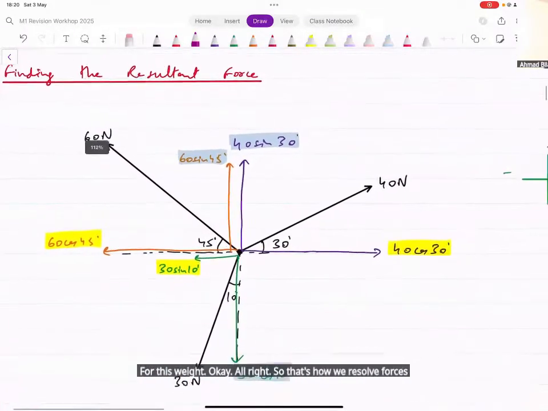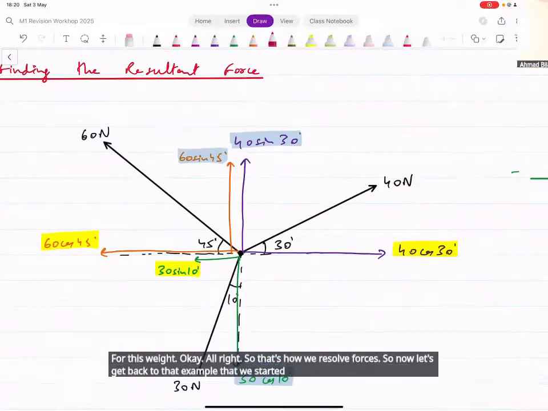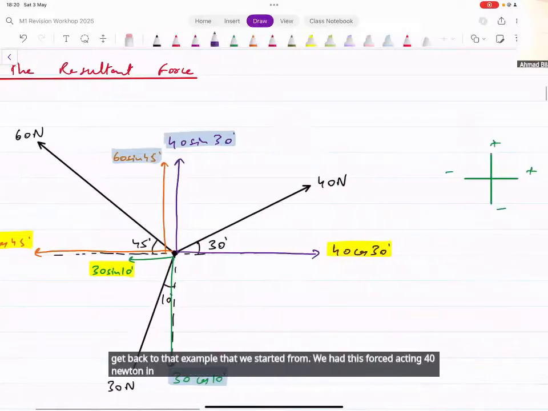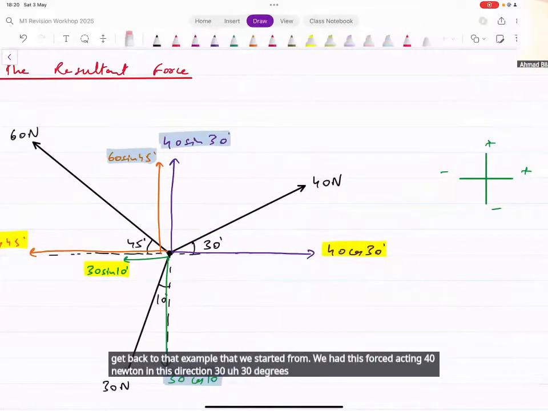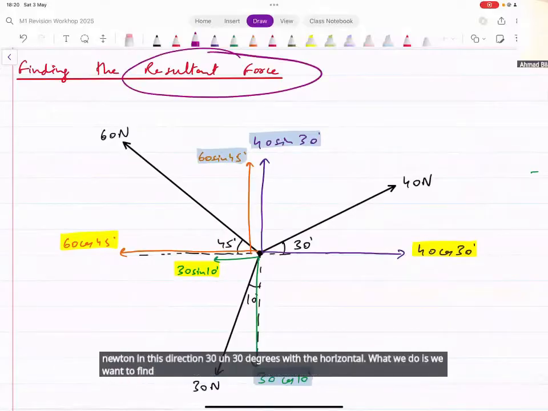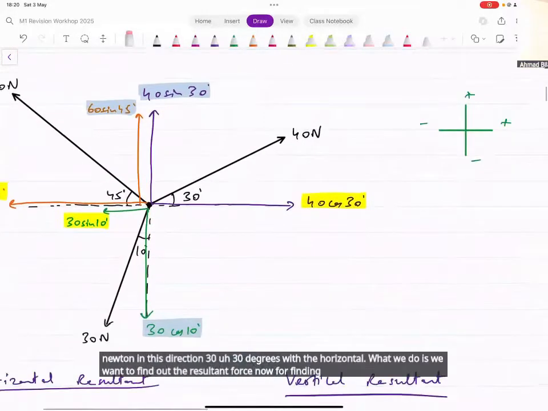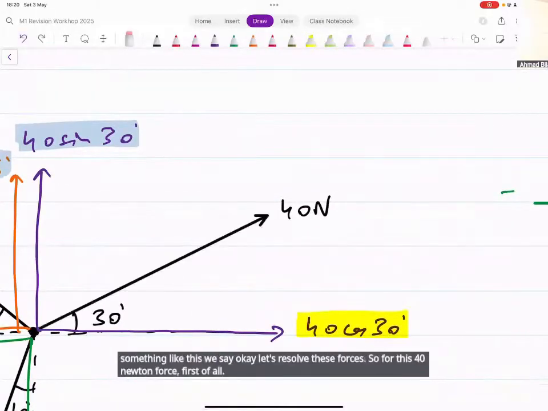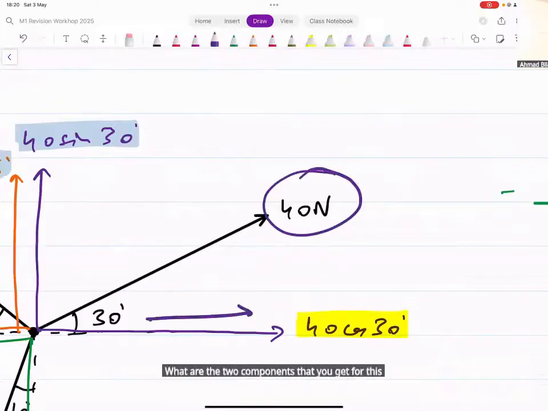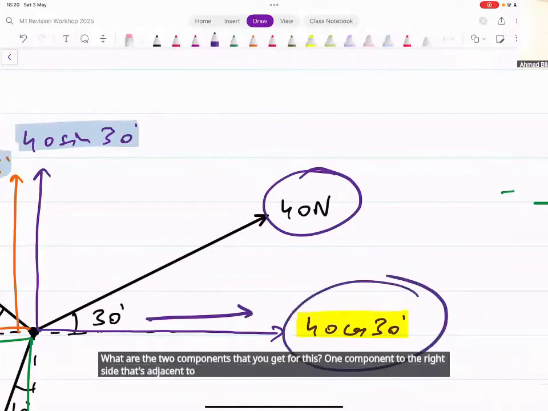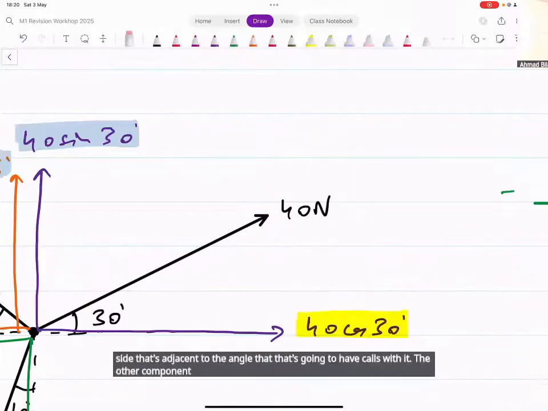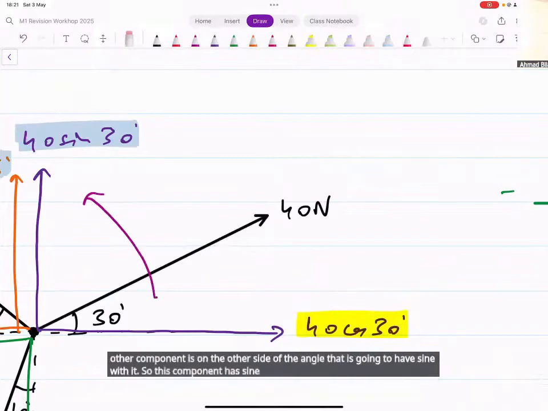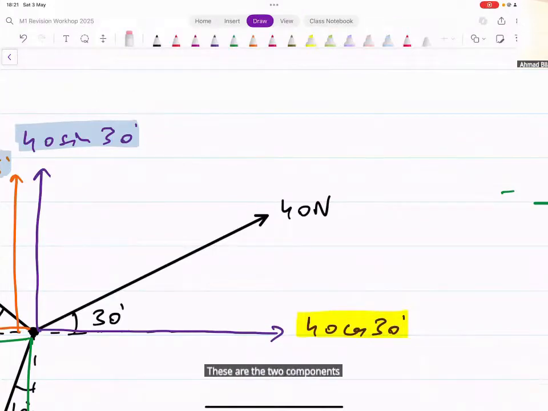So now let's get back to that example that we started from. We had this force acting, 40 Newton in this direction, 30 degrees with the horizontal. What we want to do is find out the resultant force. Now, for finding the resultant force, we do something like this. We say, okay, let's resolve these forces. So for this 40 Newton force, first of all, what are the two components that you get? One component to the right side, that's adjacent to the angle, that's going to have cos with it. The other component is on the other side of the angle, that is going to have sine with it. So this component has sine. These are the two components that we've got for the 40 Newton force.